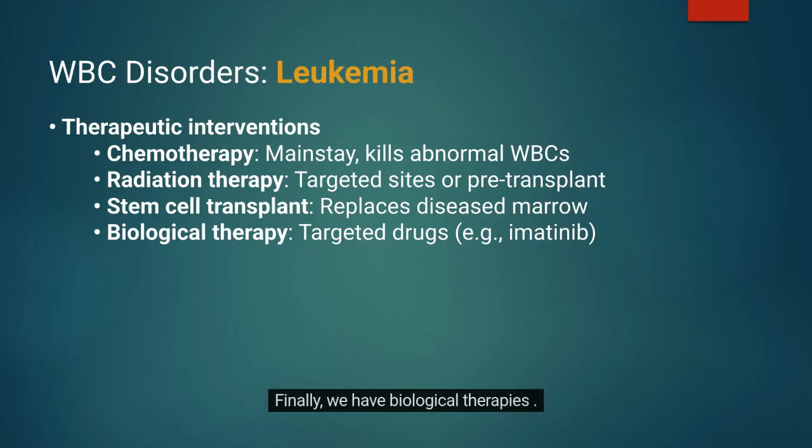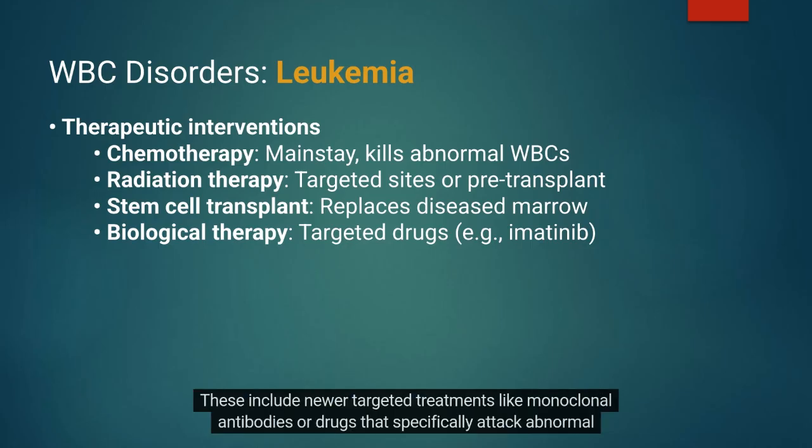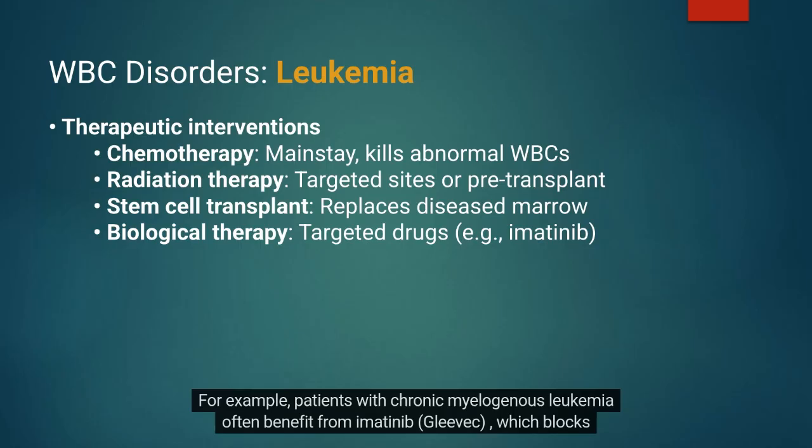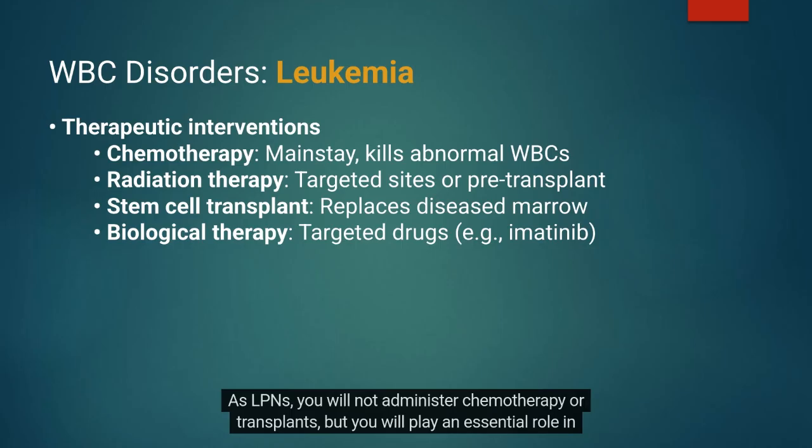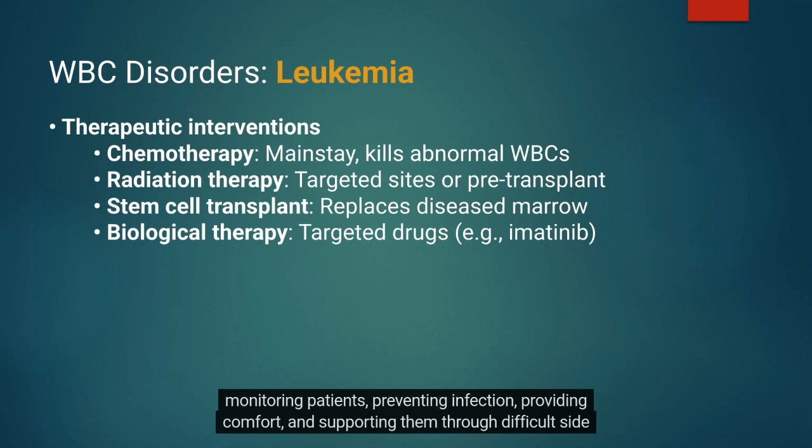Finally, we have biological therapies. These include newer targeted treatments like monoclonal antibodies or drugs that specifically attack abnormal proteins. For example, patients with chronic myelogenous leukemia often benefit from imatinib (Gleevec), which blocks the Philadelphia chromosome's abnormal activity. As LPNs, you will not administer chemotherapy or transplants, but you will play an essential role in monitoring patients, preventing infection, providing comfort, and supporting them through difficult side effects.